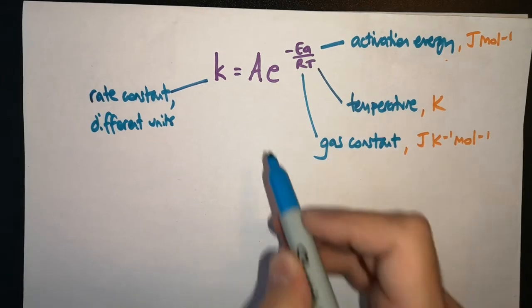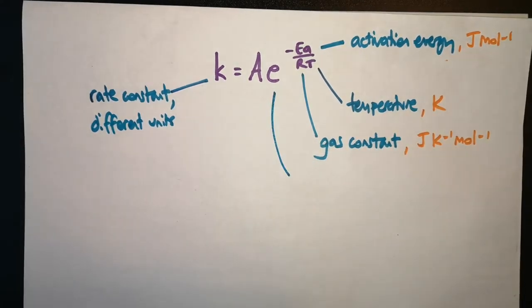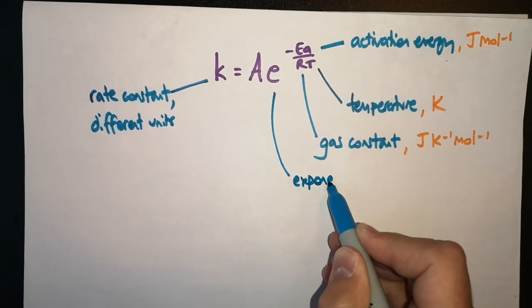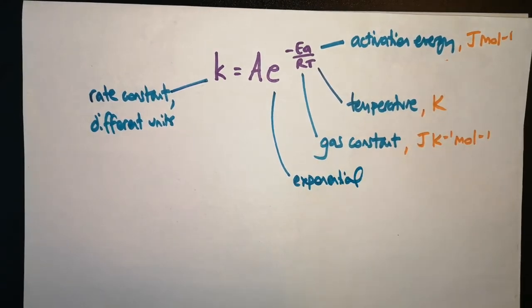Okay, what else have we got? We have e. Mathematicians will recognise this. This is the exponential. It is a number, just like pi, and there should be a button on your calculator that says e on it. The actual number is approximately 2.718, and it has no units because it's just a number.